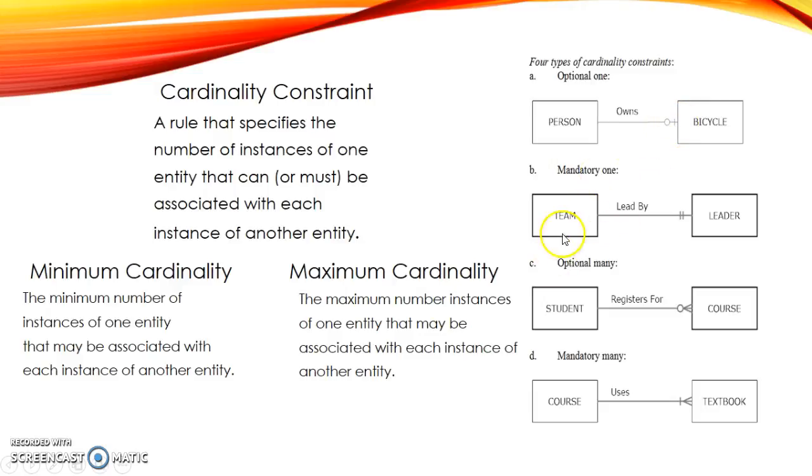Mandatory 1. Let's do this. One team is led by only one leader. We use the only one with 2 lines. Now, optional many. Student registers for 0 to many courses. So 0 would be the minimum cardinality, and many would be the maximum cardinality. Now to go back up to team and leader, minimum and maximum are both 1.